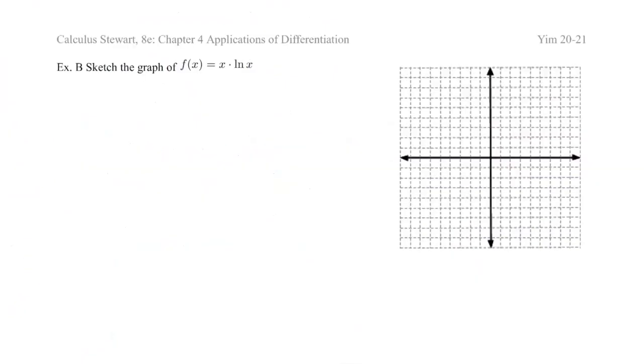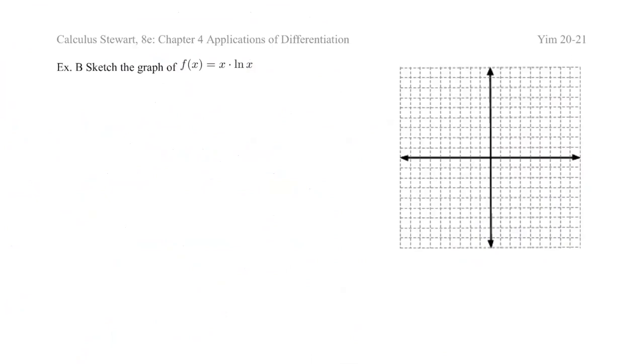So here it is. Exercise B. Sketch the graph of f of x equal to x times ln of x. Why don't you guys go ahead and do this, and I'll go through the completed graph with you when you're done. Go ahead and pause the video.